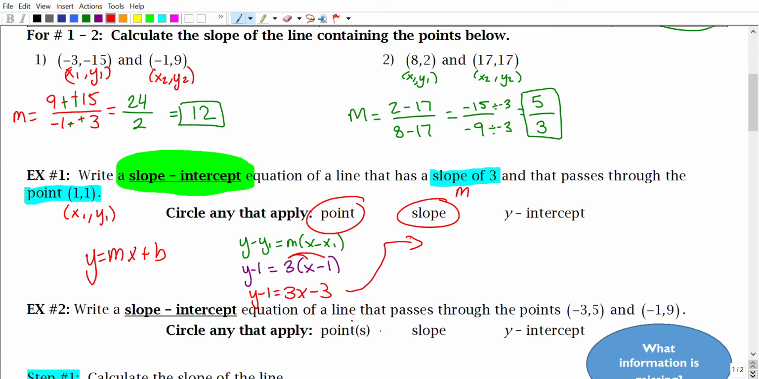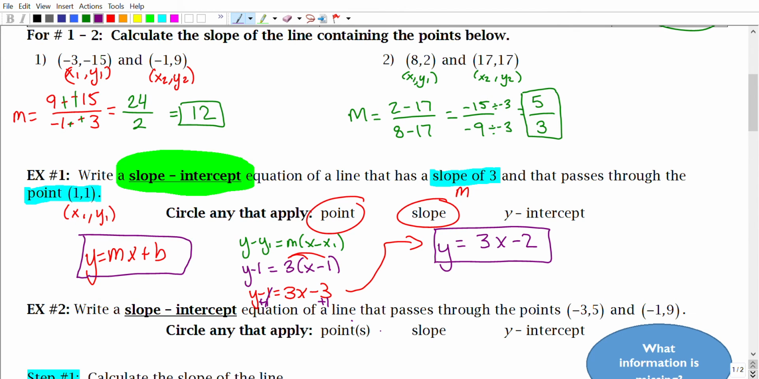I'm actually going to go ahead and work up here. Next thing I have to do is add 1 to both sides. So plus 1, plus 1. So I get y equals 3x minus 2. Is this in slope intercept form? Yes, it is. It looks just like this form, so this is my final answer.